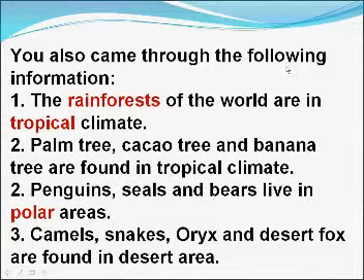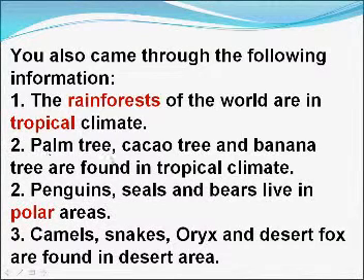You also came through the following information. Number 1, the rainforests of the world are in tropical climate, so we know that where we have rainforests, it should be a tropical climate. Tropical climate, of course, means hot climate.